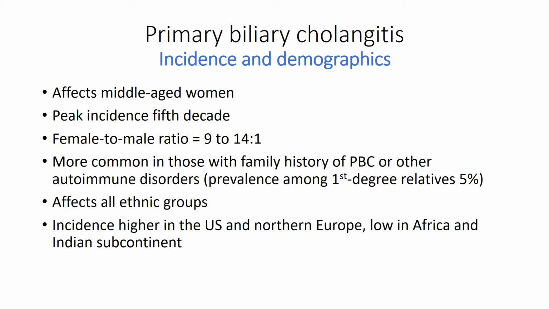The incidence, we have middle-aged women affected mainly, with the peak being the 5th decade. Female to male ratio from 9 to 14 is to 1 male. More common in those with a family history of PBC or other autoimmune disorders, with a prevalence of 5% amongst first-degree relatives. It can affect all ethnic groups, but the incidence is higher in the United States and Northern Europeans, and low in Africans and among Indian populations.